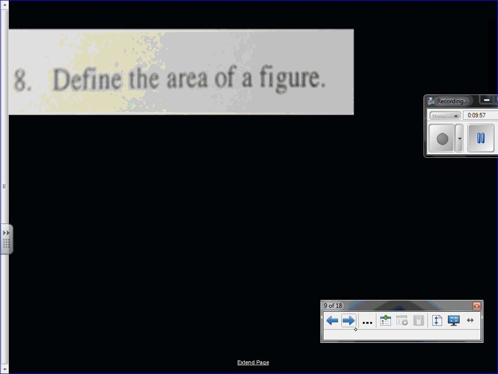Define the area of a triangle. It's the amount of space.